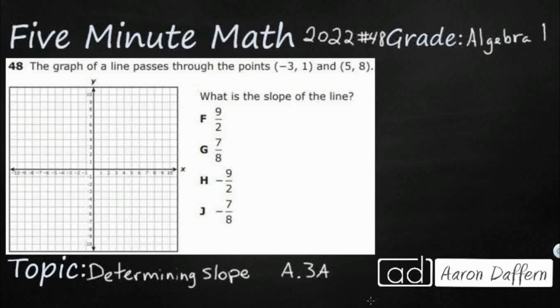Today we are looking at the Algebra 1 concept of determining slope. This is standard A.3A in the great state of Texas, and we are using item number 48 off the 2022 released STAAR test. If you haven't done so already, please go ahead and take a moment to pause the video, work this problem out on your own, unpause it, and we will look at our answers together.